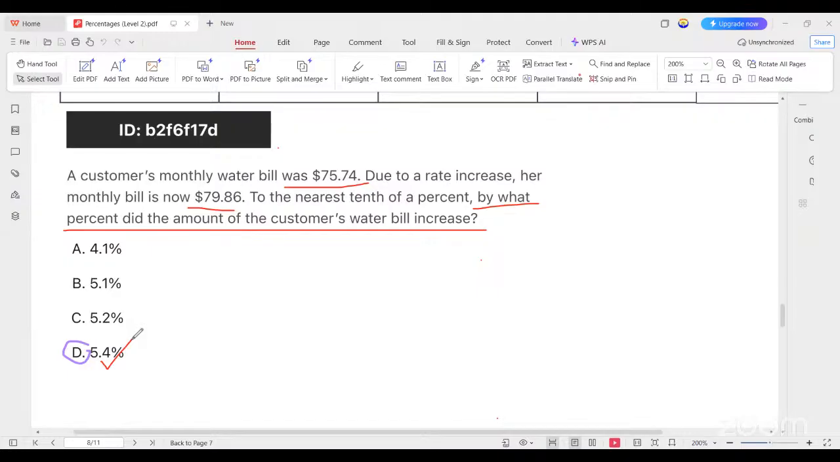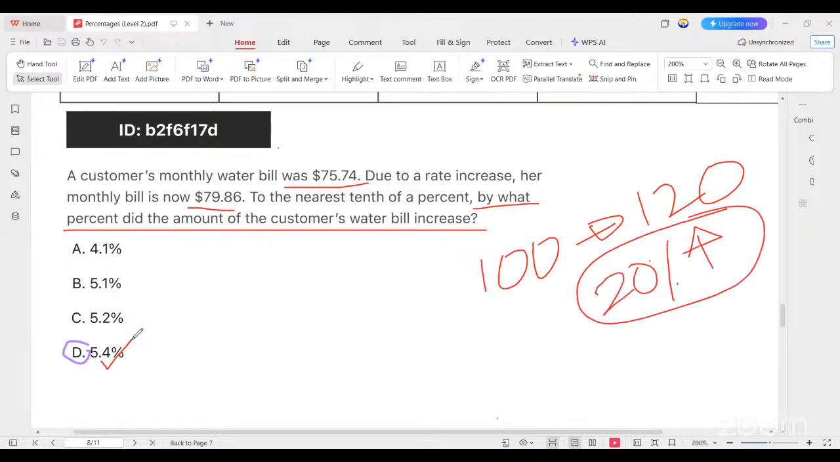Yep, correct. Guys, listen to me carefully. If 100 becomes 120, your water bill, then what is the percent increase here? For easy understanding, I am using numbers like this. If 100 becomes 120, it is 20% increase. How did you get this? 20 extra.